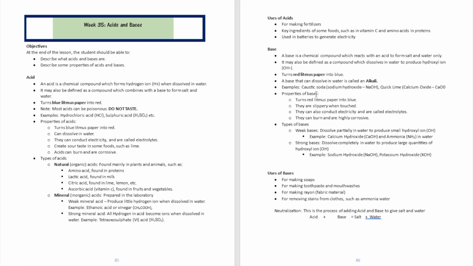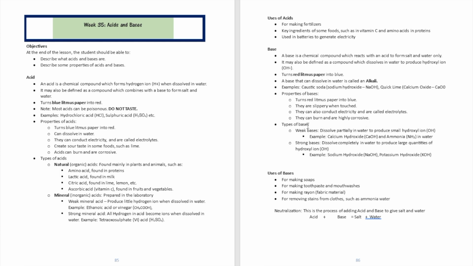An example is caustic soda, which is sodium hydroxide, and quicklime. The properties of bases, just like we said before, turn red litmus paper into blue. Don't forget that. Bases are slippery when touched. They can conduct electricity and are called electrolytes as well. They can burn and they are highly corrosive.